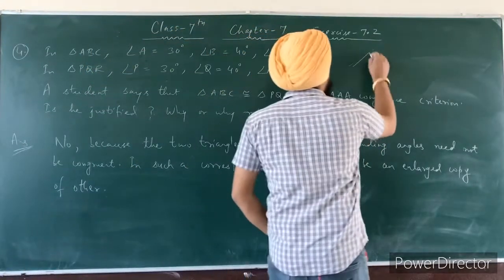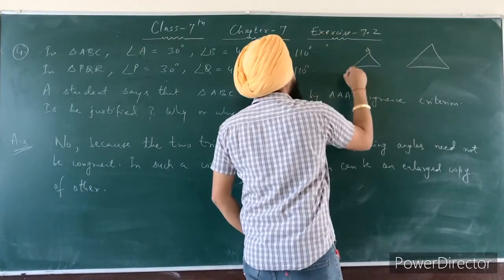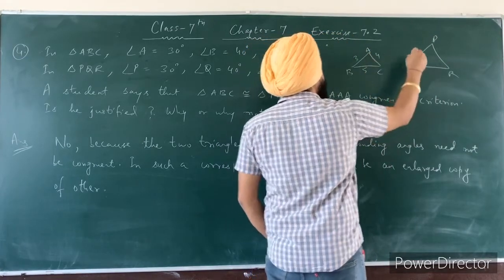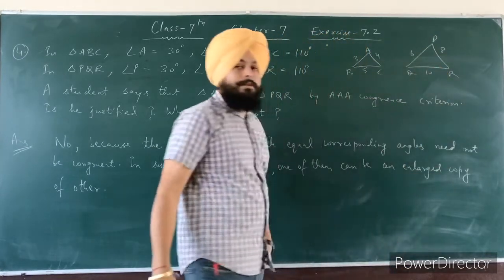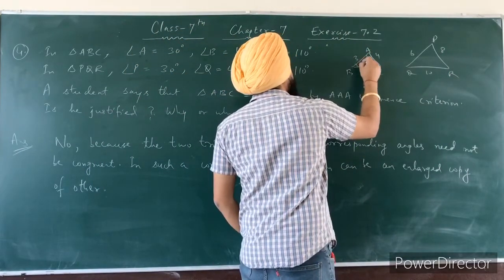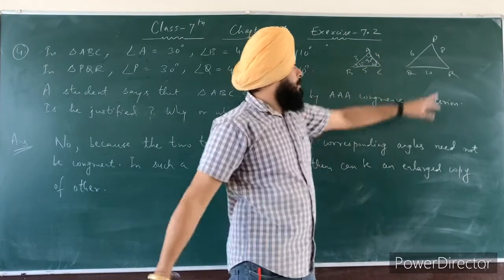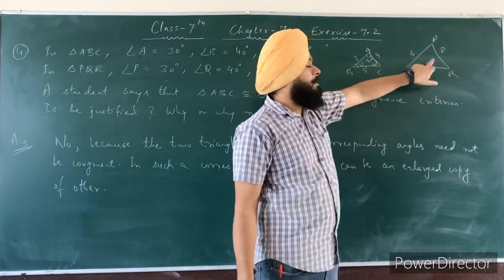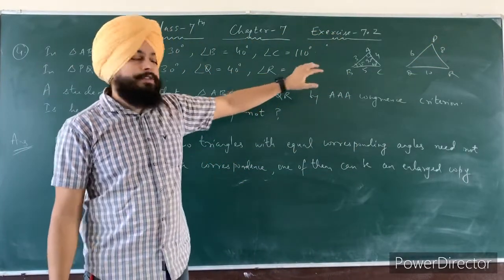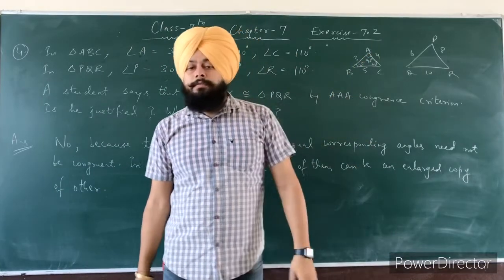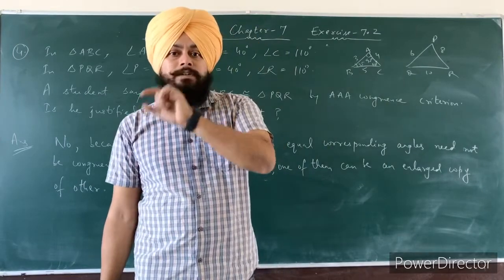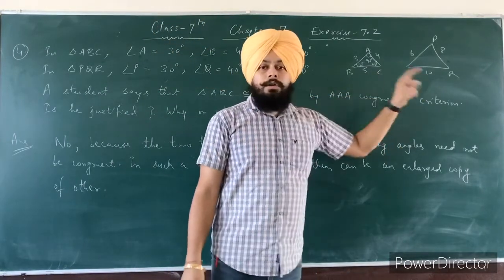Alright. So suppose that these are two triangles ABC and PQR, with sides 3 cm, 4 cm, 5 cm, and 6, 8, and 10. Suppose that the measure of this angle is 90 degree, this is 30, this is 60. This is 90 degree, this is 30 degree, this is 60 degree. But you can see here in both of these two triangles the corresponding sides are different. Angles should be the same, but the lengths of corresponding sides are different. So that's why these triangles are not congruent.